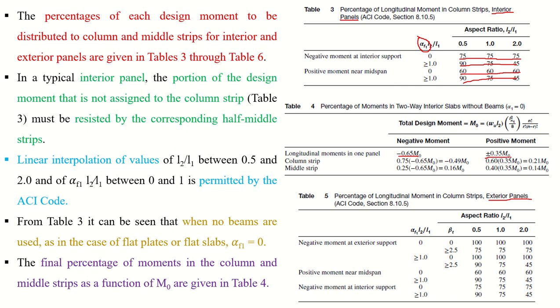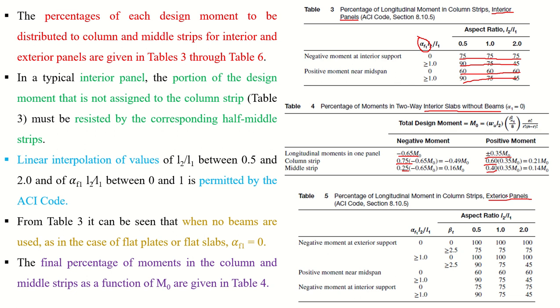We already discussed it. Now this 65% will be distributed to the column strip and middle strip 75-25, and this positive will be distributed 60-40. So this is the distribution in the interior slab without beams, where alpha f1 is equal to 0. And the value of m naught is also mentioned here.